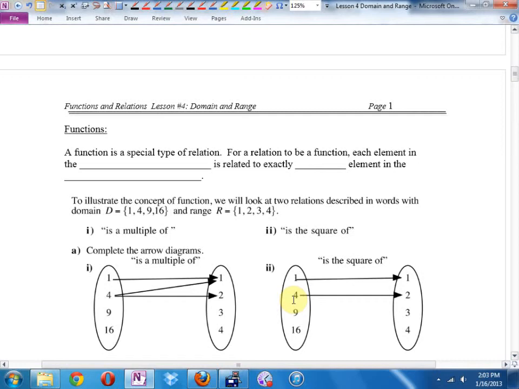A function is a special type of relation. What's a relation? Any rule. What's a function? A specific type of rule. And here's what it has. For a relation to be a function, each element in the, can you write the word domain and then in brackets put x? Each of your x values, the fancy word for x values is your domain, is related to exactly one element in the range. And in brackets, can you put a letter y?